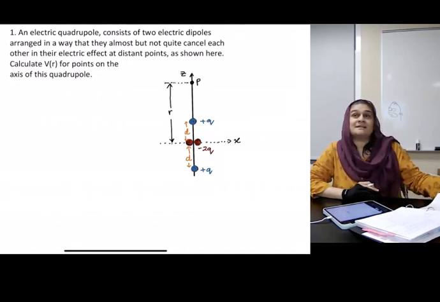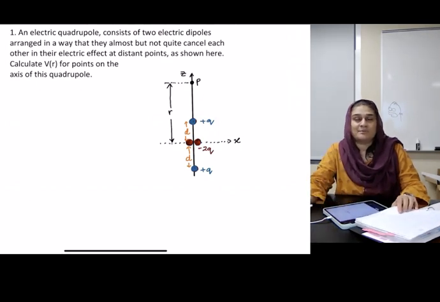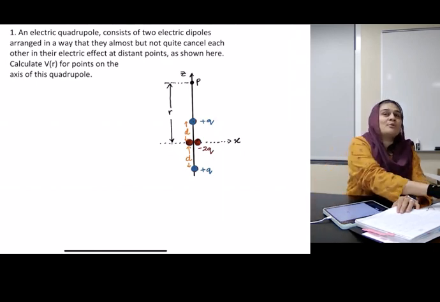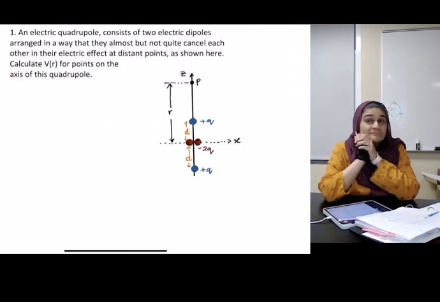And it says an electric quadrupole consists of two electric dipoles in such a way that they almost, but not quite, cancel each other out. Calculate the V for points on the axis of this quadrupole. How will we do that? So say at point P.